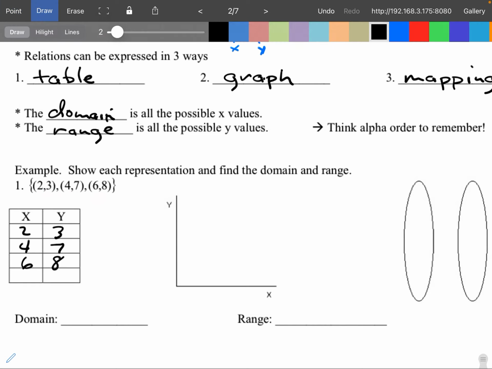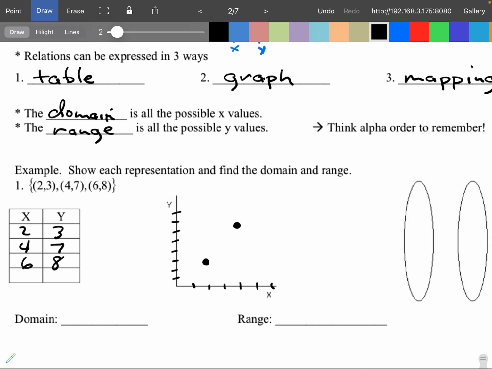Then you got to do a graph. Now, when you graph this, all you have is just these 3 points, okay? So it's going to be discrete. They're just going to be separate points. You're not going to connect them. Our smallest x value is 2, and our largest x value is 6. So let's go 1, 2, 3, 4, 5, 6. And our smallest y value is 3, and our largest y value is 8. So we'll go 1, 2, 3, 4, 5, 6, 7, 8. And then we're just going to plot these points.